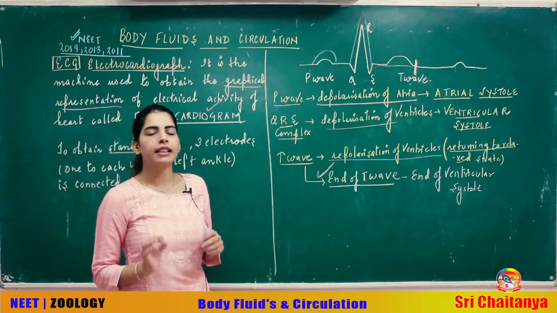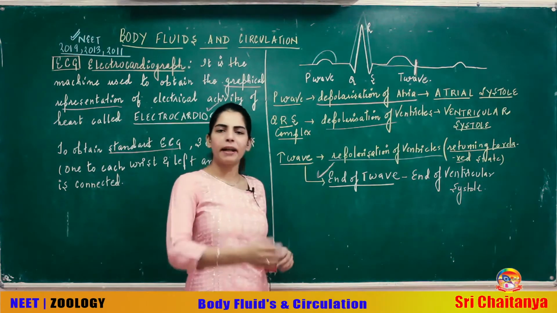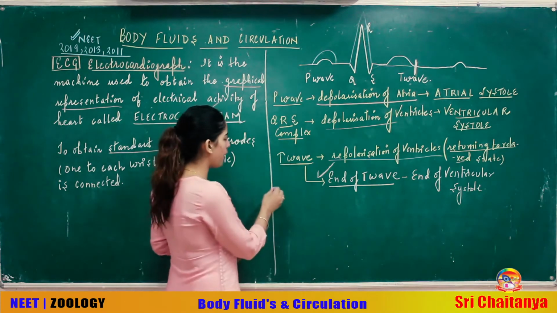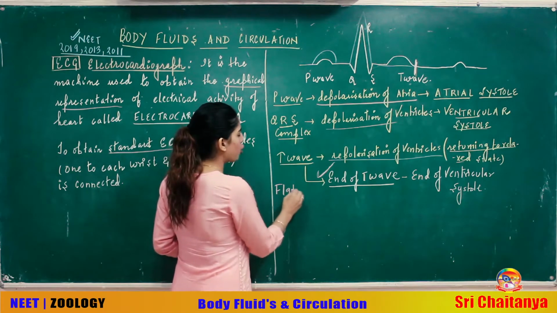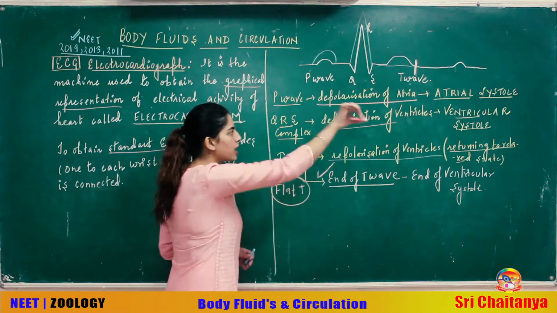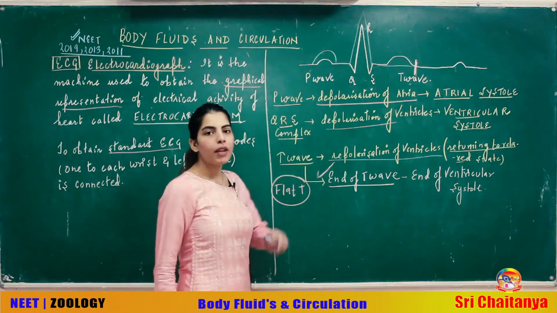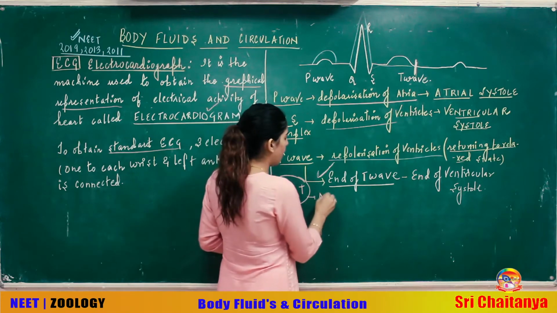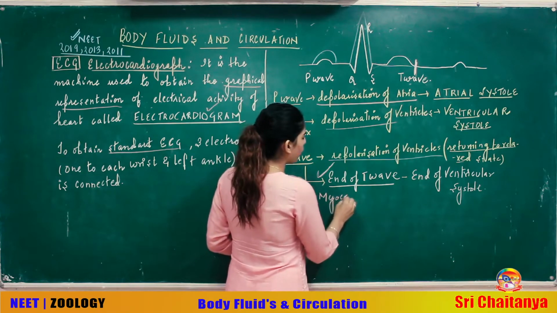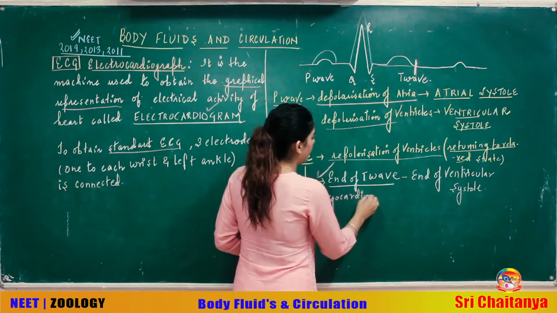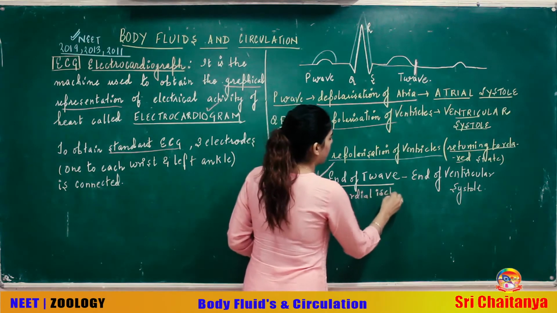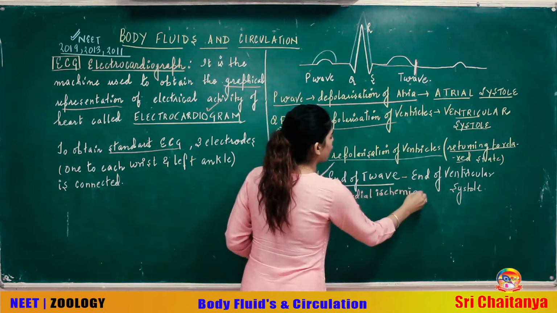Say for example, this is not given in NCERT, but just for your better understanding, suppose you obtain a flat T wave. This is flat. So that is a problem. And that problem is called myocardial ischemia. That problem is myocardial ischemia.